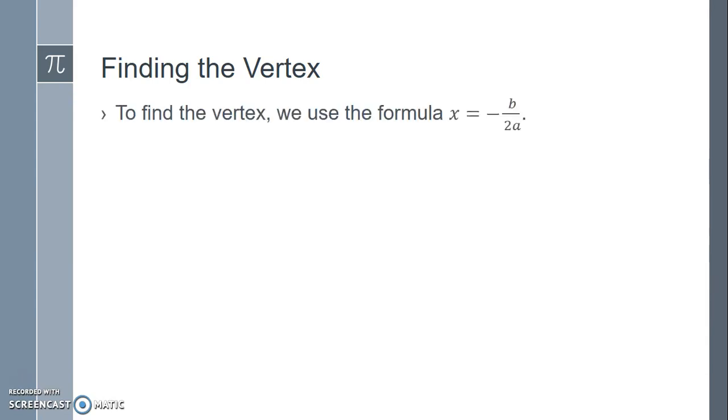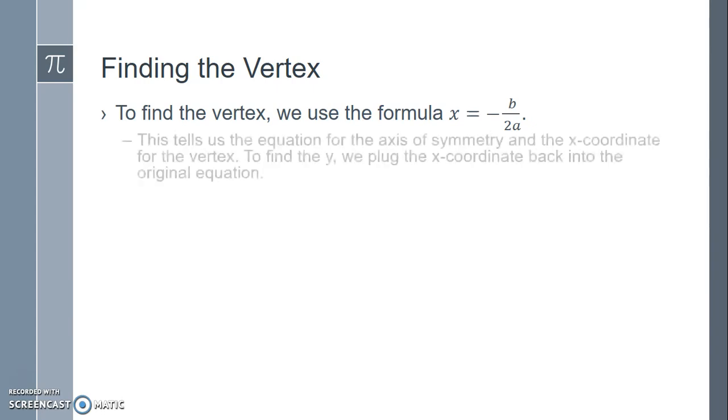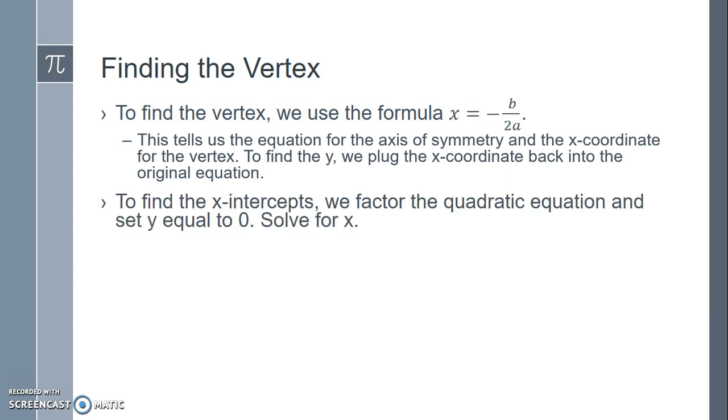Finding the vertex is a pretty big deal when we're graphing a quadratic. To find the vertex, we use the formula x equals negative b over 2a. This tells us the equation for the axis of symmetry and the x-coordinate of the vertex. To find the y, we plug the x-coordinate back into the original equation, and that will tell us what our y is. This will all start to make sense when we look at an example.